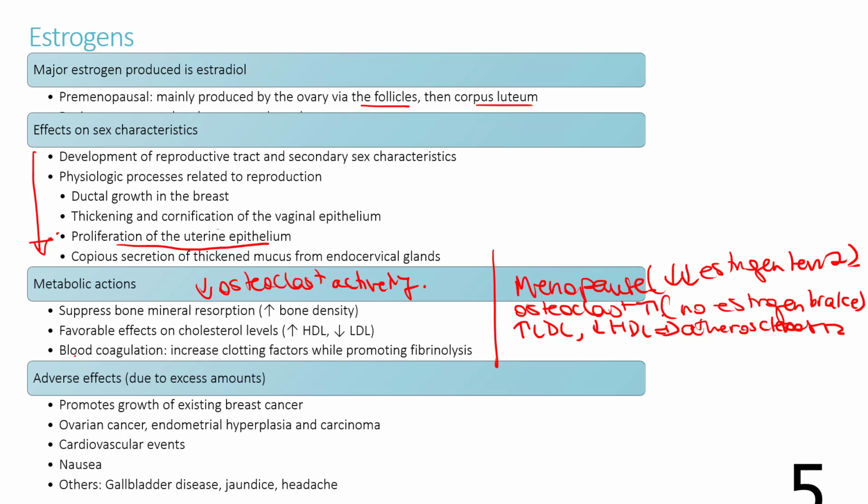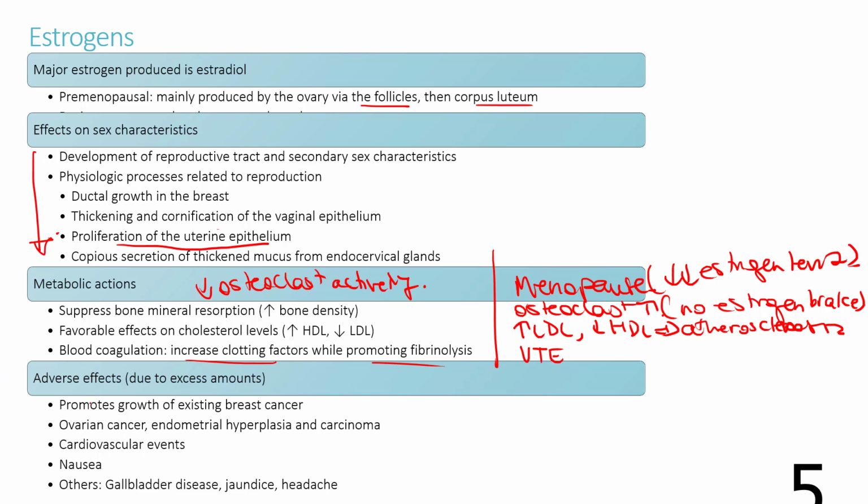And then the third one is blood coagulation. So it increases some clotting factors. It inhibits the antithrombin while promoting fibrinolysis. And so again, the use of estrogen as a hormone replacement therapy or in contraceptives does increase the risk of venous thromboembolism occurring, depending on the person. So it might increase the risk of a cardiovascular event.